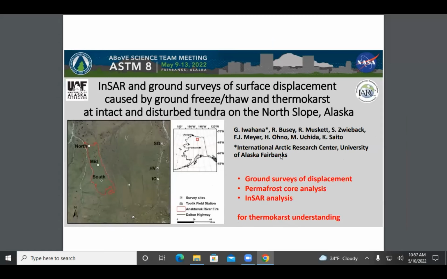Thank you. This project aimed to better understand and quantify thermokarst processes happening on the North Slope, Alaska. This region is very ice-rich and experienced the historically largest tundra fire. You can see the fire scar, and we have 3 sites, and we also have an intact tundra site along the Dalton. This presentation will highlight some research results from our ground survey and permafrost core analysis and L-band InSAR analysis.